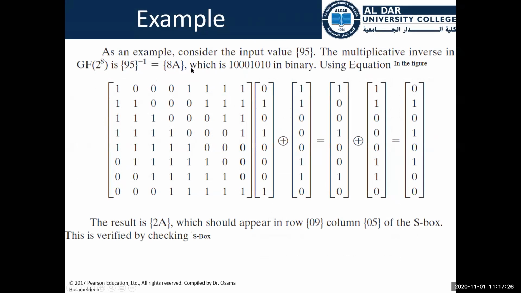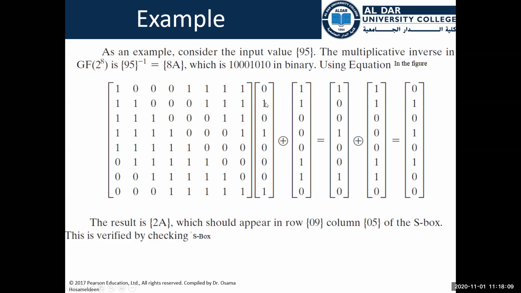Here is the representation of 8A in binary. This is 8, which is 1, 0, 0, 0. And this is A. A is 10, so 1, 0, 1, 0. I reverse the order of these bits and put them here. So the first number is not the left bit as usual, but it is the right bit. For example, this 0 is here, 1, 0, 1, 3 zeros and 1.